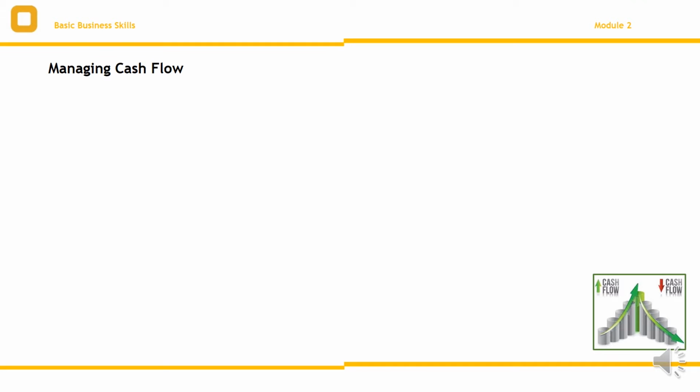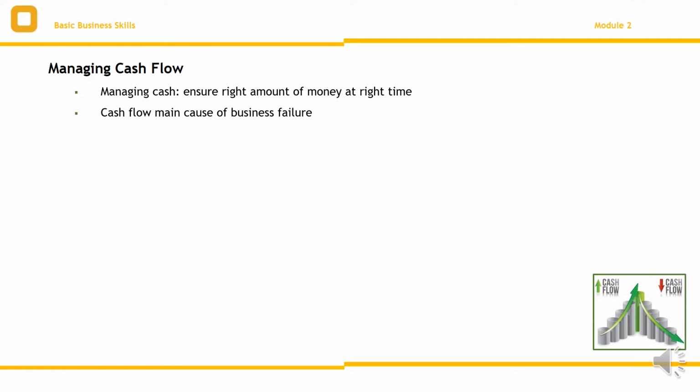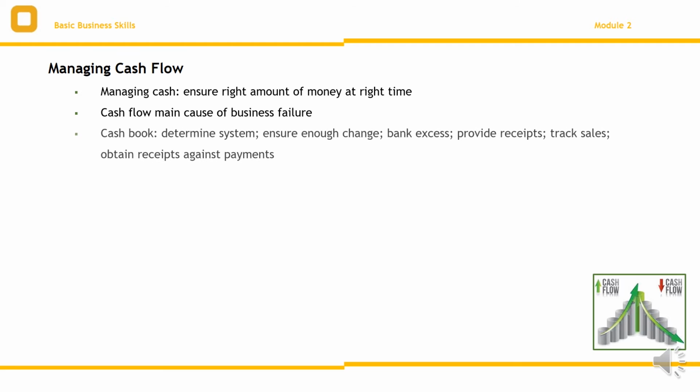So how can you make sure that you keep sufficient money to cover your expenses? It's important that you keep appropriate records. Managing cash ensures that you have the right amount of money at the right time. It helps in ensuring that you're able to manage your cash flow. Cash flow is a main cause for business failures.